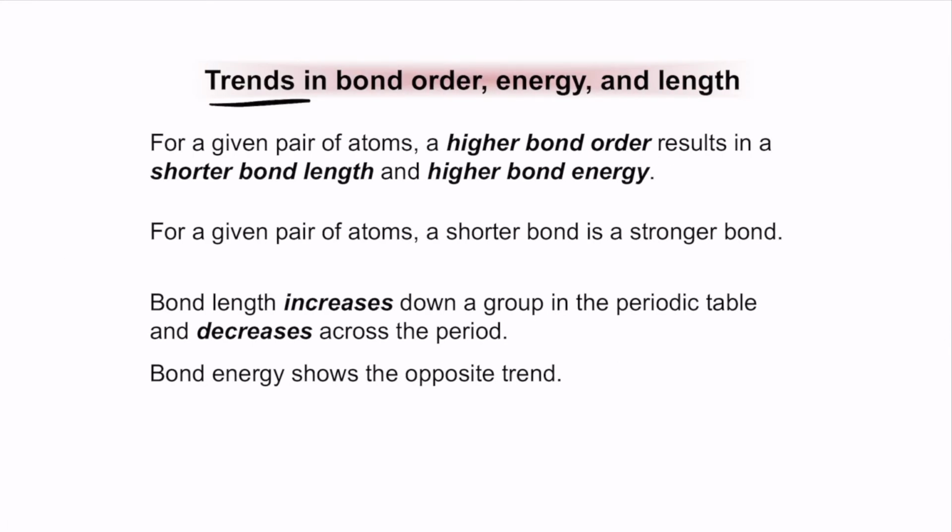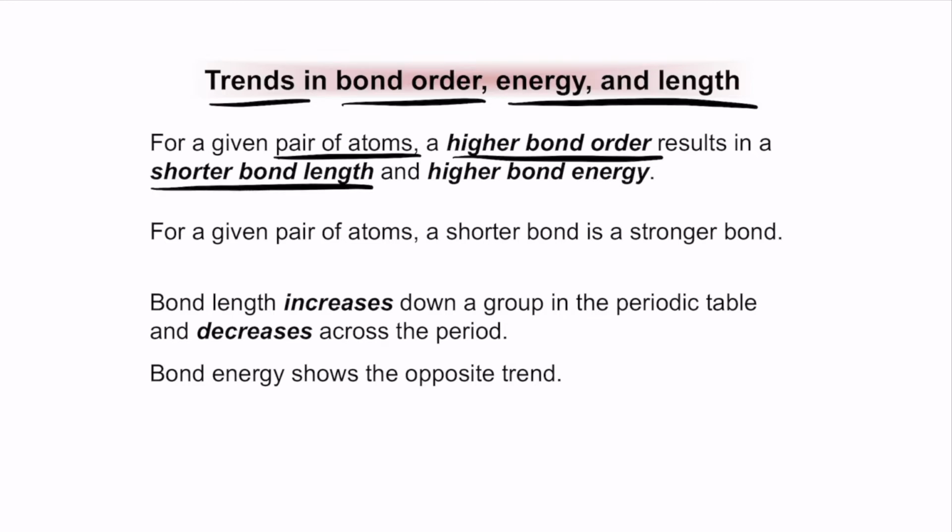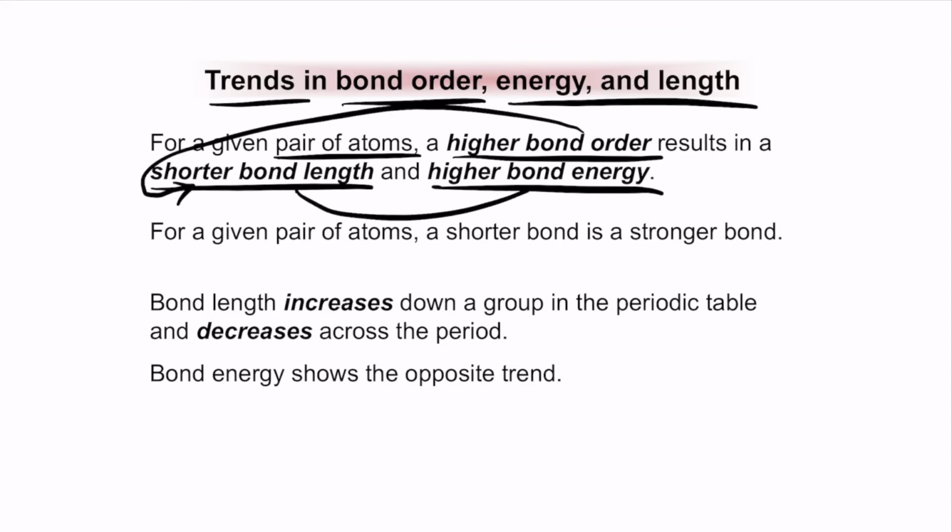Next, let's talk about trends in bond energy, bond order, energy and length. For a given pair of atoms, a higher bond order results in a shorter bond length and a higher bond energy. So remember this: the higher the bond order, the shorter the bond length. The shorter the bond length, the higher the bond energy. So for a given pair of atoms, a shorter bond is always a stronger bond.